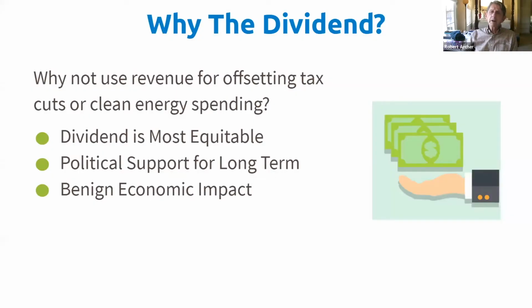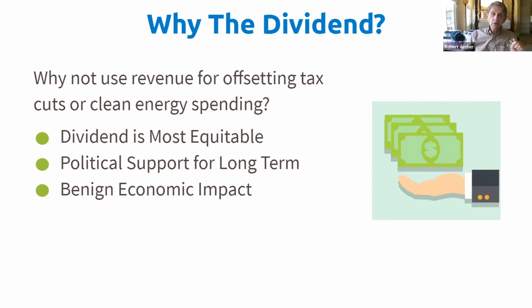So why a dividend as opposed to using all the revenues? Everyone has a view on the use of the revenues. So why a household dividend? It's the most equitable of all the climate policy and programs there are. And it brings long-term policy durability. People will like it and advocate for continuity of the fee. And it pumps money back into the economy at the consumer level, benefiting small and medium-sized businesses.